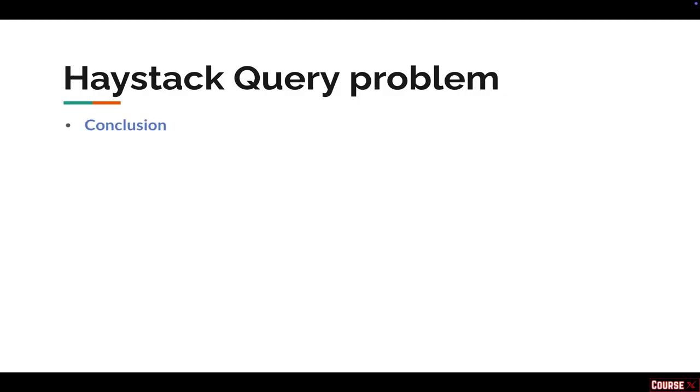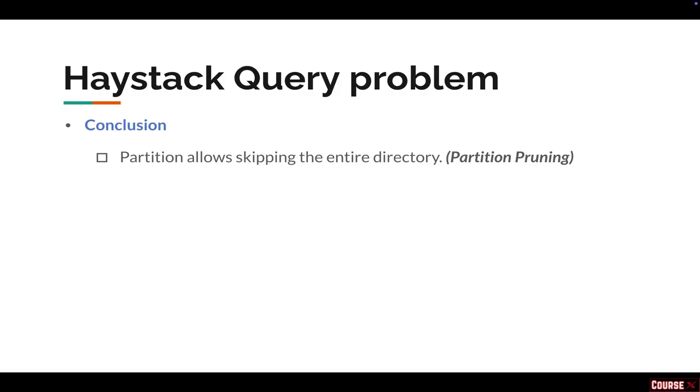So what is the conclusion from this lecture? Partitions allow skipping the entire directory. So it is called partition pruning. We will prune or exclude the partitions that will not have the intended records. So partitioning allows skipping the entire directory, whereas z order allows skipping data files. In a particular directory there might be 100 or 200 files, but z order will allow Spark to identify that our targeted values will be present only in these 5 files or 10 files, and Spark will read only those files in order to minimize the data read size.